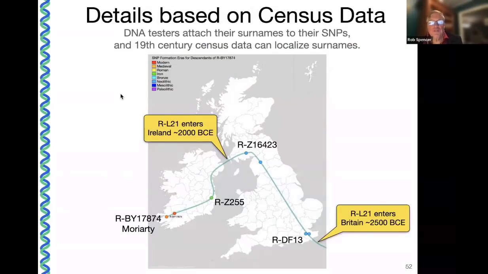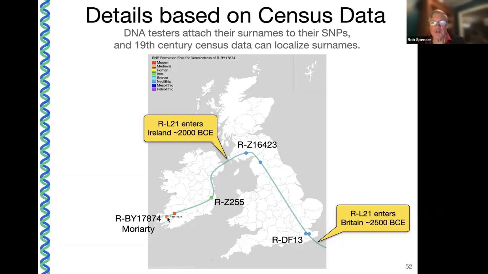We can also use census data. I mentioned, finishing up here. In some cases, again, for Anglo-Irish, I picked a good name where this works very well, which is Moriarty. If you were surname Moriarty and you had BY17874, actually just to be the DNA marker, it would be a very good bet that your ancestry comes from County Kerry. Why? Because it just so happens that Moriarty is almost unique to County Kerry.